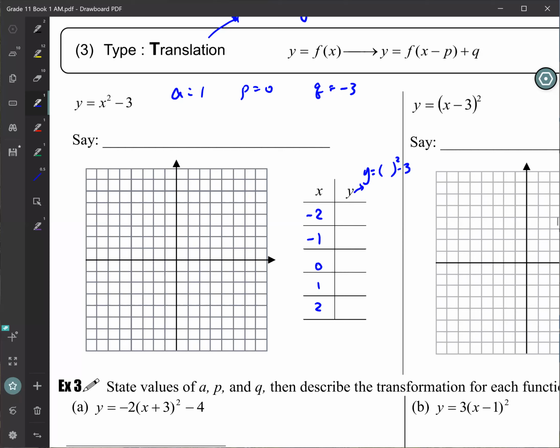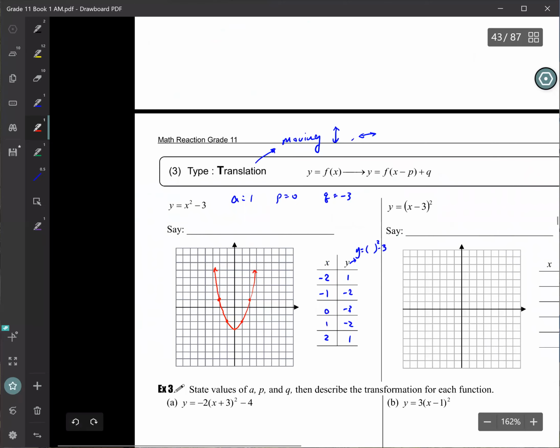Okay, Aaron, can I get your y values, please? 1, -2, -3, -2, 1. Okay, very good. 1, okay, so let me plot that. Anyone has a different value for y? Anyone has questions? Okay, -2, 1. -1, -2. 0, -3, and then there. Okay, so graph. Everyone got the same graph?